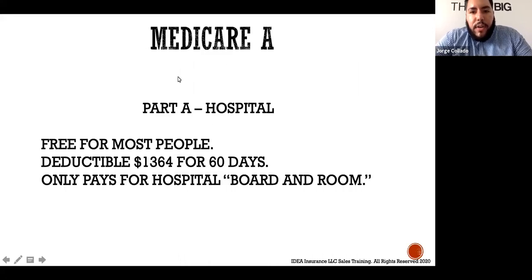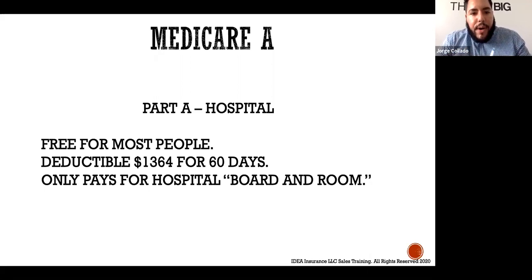Part A is the hospital coverage. So a couple of things you need to know about Part A. It's important that when you're meeting with a prospect and comparing the original Medicare program versus Medicare Advantage, which is what we offer them, you know and are able to compare A and B versus the Advantage. So Part A is what they get when they get that red, blue, and white card.